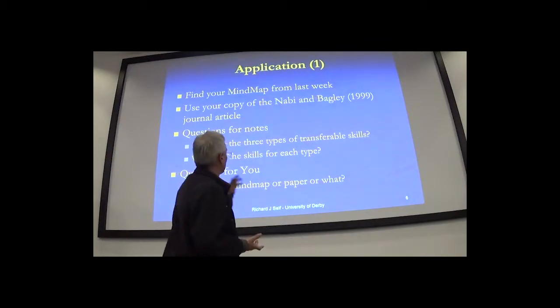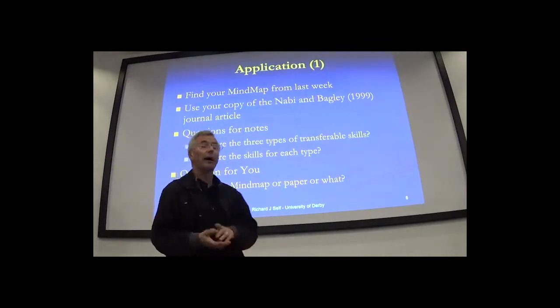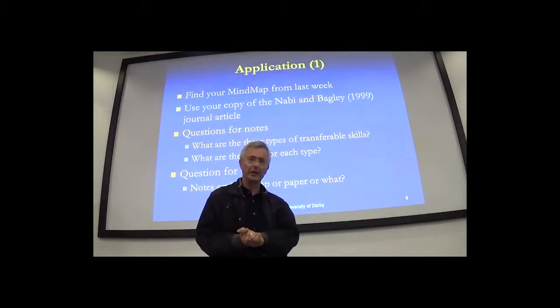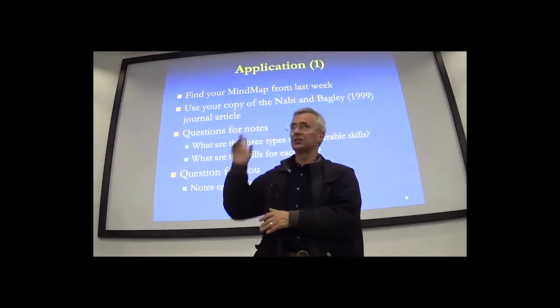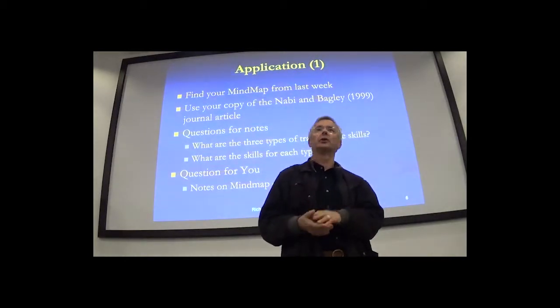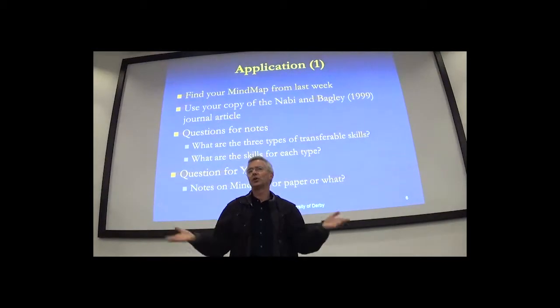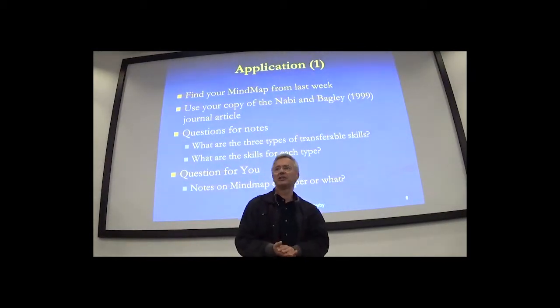So Nabi and Bagley is a really great article about what do we need to be able to do. And what's interesting about that article, which you can see was published in 1999, is that it was researched in 97, 98. So that's kind of, what, 14, 15, 16 years ago.